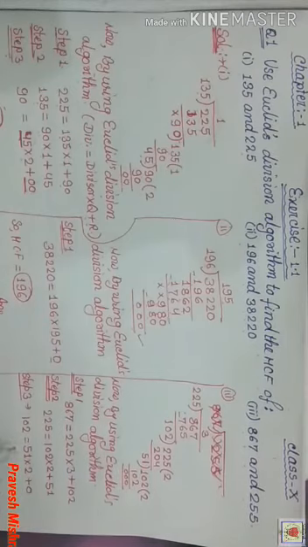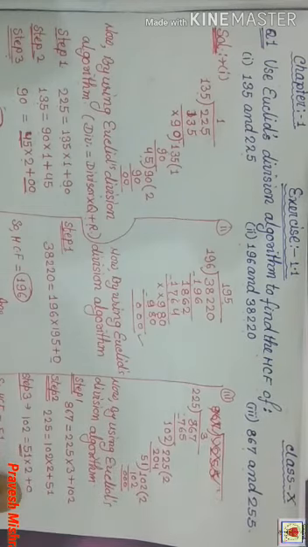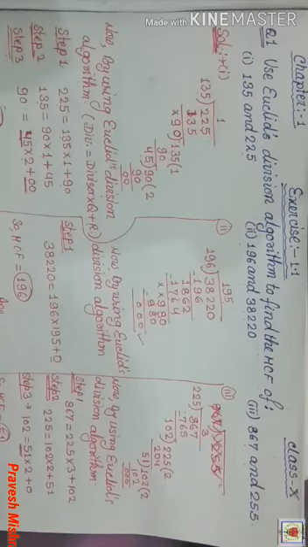So the last divisor is 51. So HCF will be equal to 51, because with this last divisor your remainder became 0. So this is your answer.